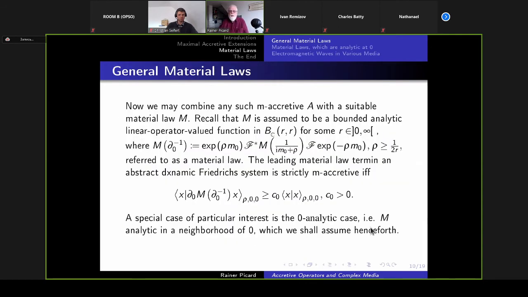Okay, now we get to the part where we combine such an M-accretive operator with a suitable material law. And just to give you an idea what these things look like and how you get them, you remember I said M is analytic, bounded, operator valued in this ball that touches the origin.